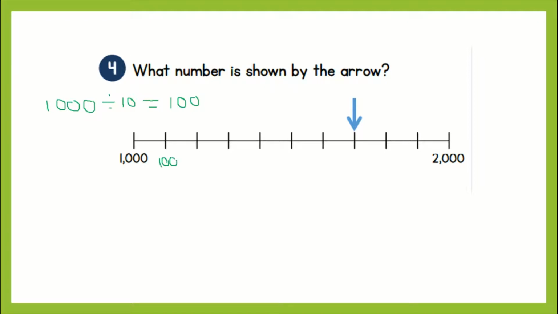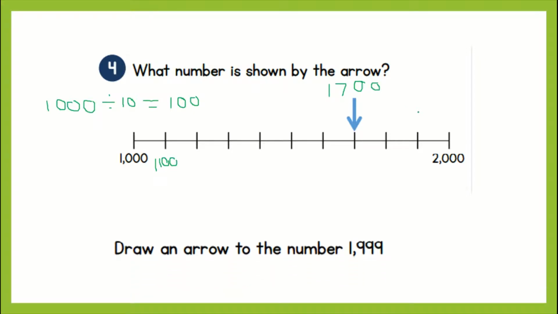So 1,000 plus 100 would be 1,100, 1,200, 1,300, 1,400, 1,500, 1,600, 1,700. So the arrow represents 1,700.